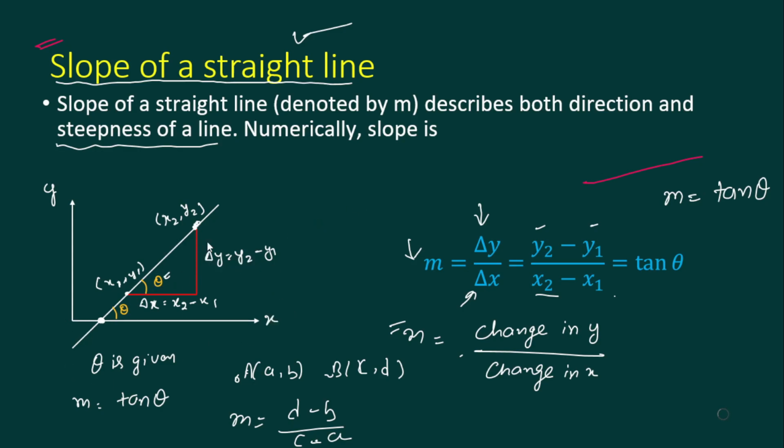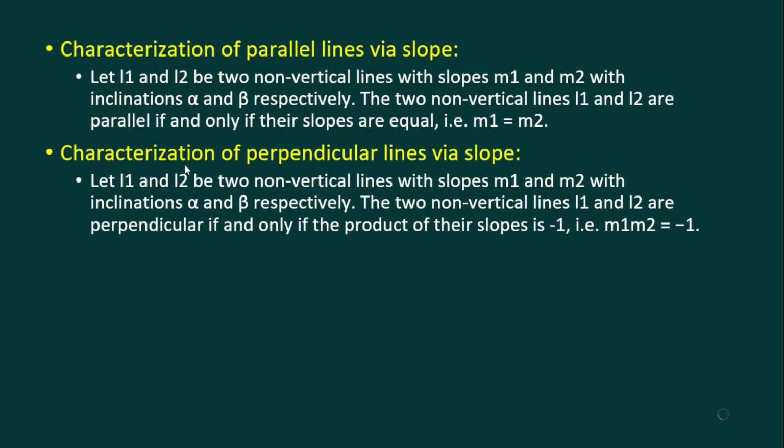Slope is nothing but the steepness of a line, the inclination of a line. Now we know about the slope, so let's see some important properties of the slope. By using the slope we can identify whether two lines are parallel to each other or perpendicular to each other.